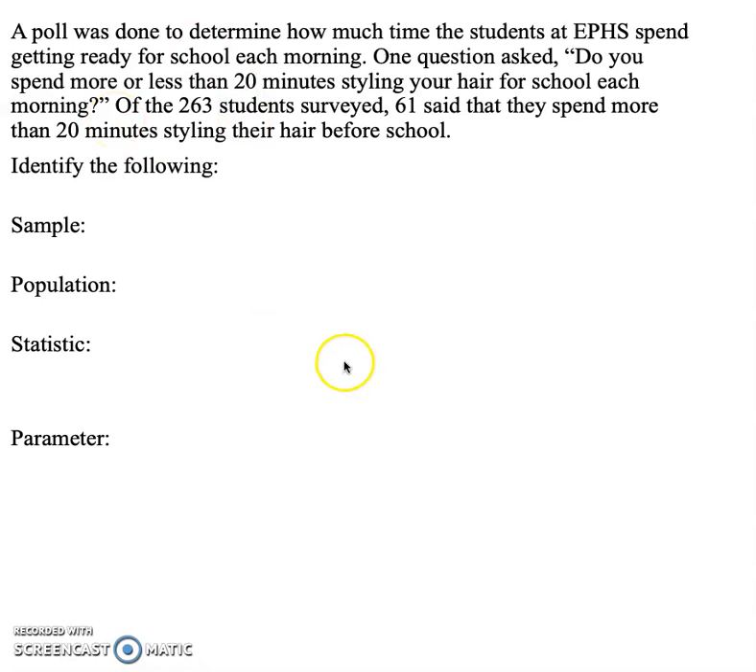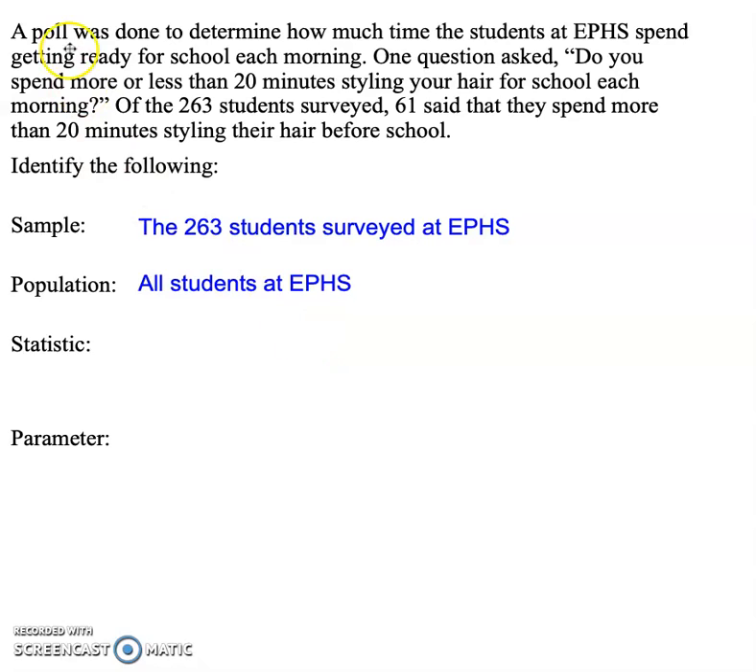Okay, let's see how you did. The 263 students that were surveyed, that will be the sample. They came from a larger population. The population would be all Eden Prairie High School students.